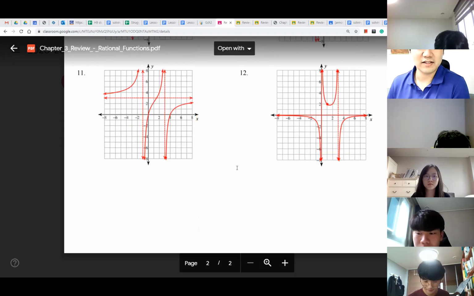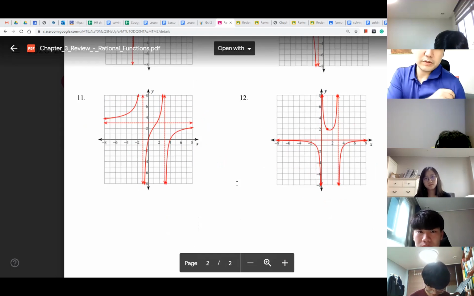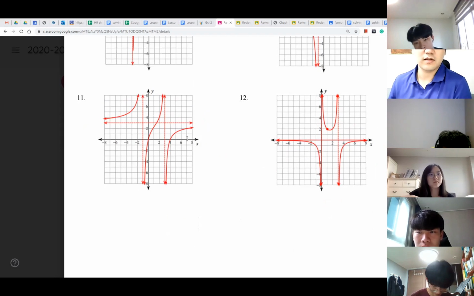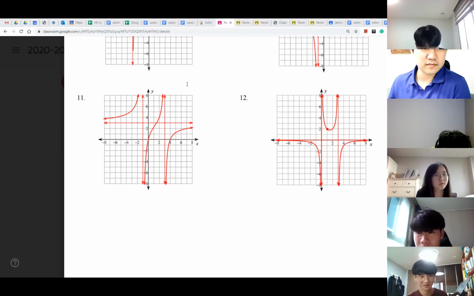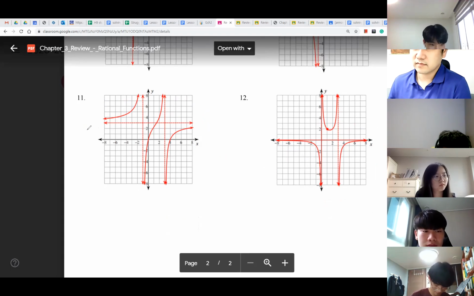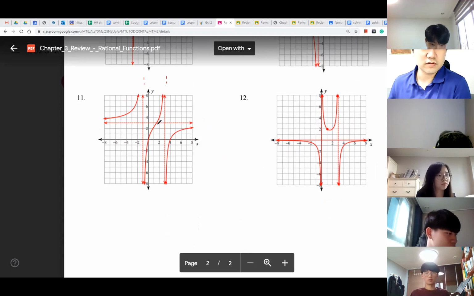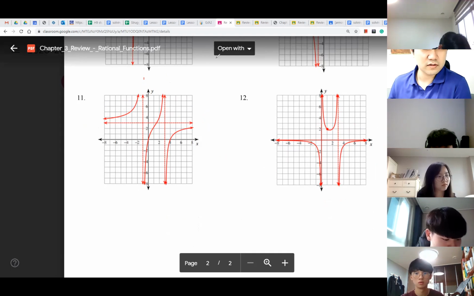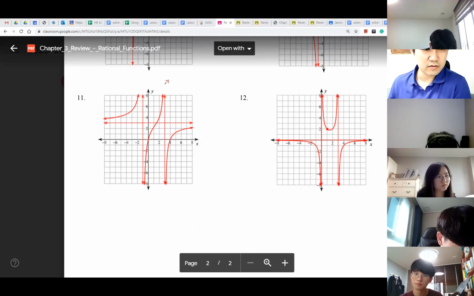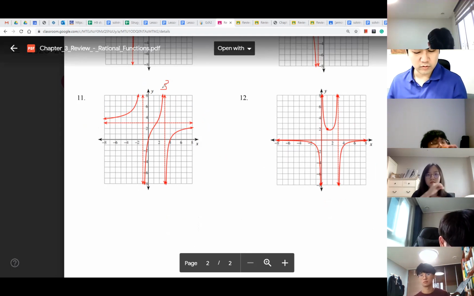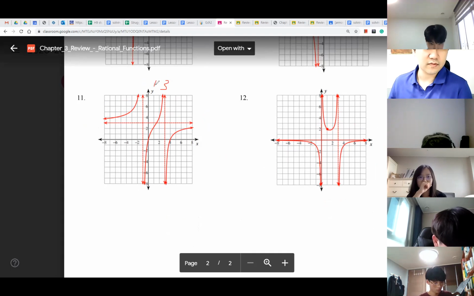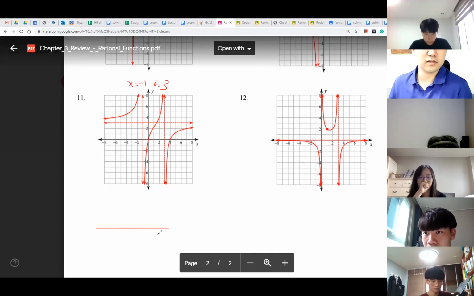Okay, let's go with this one. Let's go through this one quickly. Okay, Eddie, first hint. Vertical asymptote is always the easiest, I think. Vertical asymptotes at x equals 3 and x equals -1, and y equals 3. Okay, 3 and -1. Tell us.